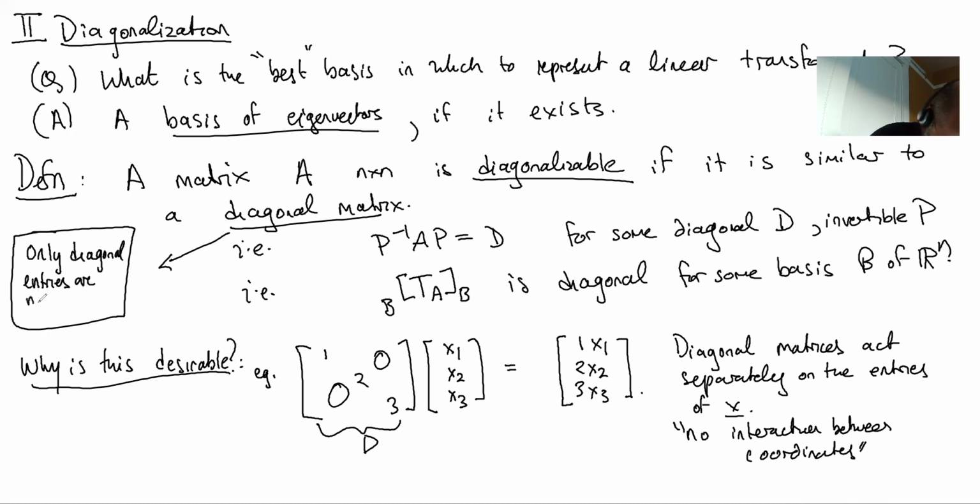Can one of them be 0? Yeah, many of them could be 0. Okay, maybe a better definition is: D is diagonal means that D_ij is 0 when i is not equal to j.